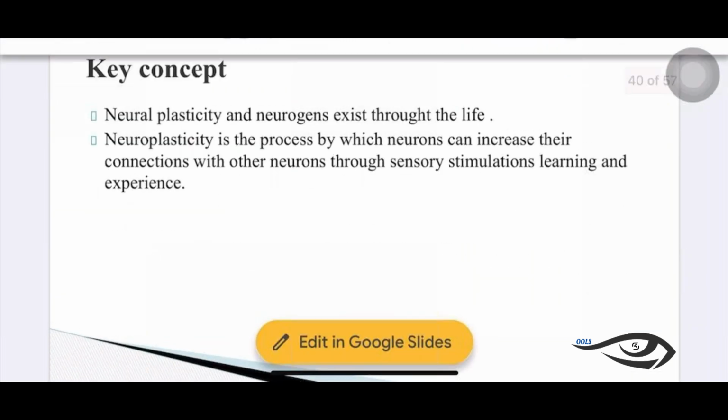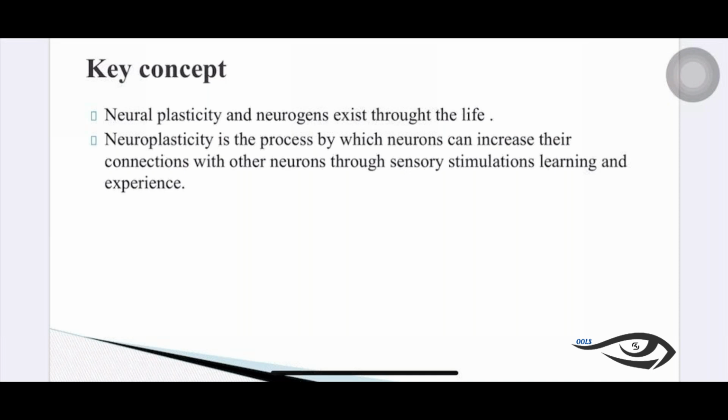Now, what is the key concept? Neuroplasticity and neurogenesis exist throughout life. It is not that your neurons are not working; they are just sleeping, and you have to make them awake. Neuroplasticity is the process by which neurons can increase their connections with other neurons through sensory stimulation and learning experience. You can train that neuron with a particular learning process, and you can make the amblyopic eye work well.